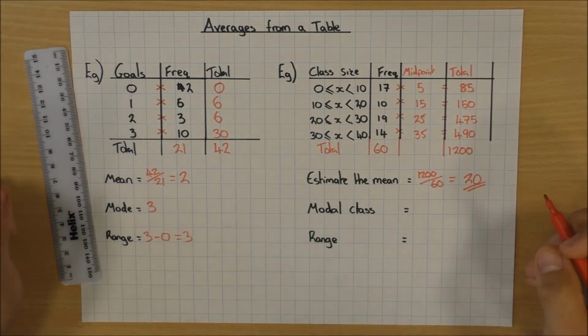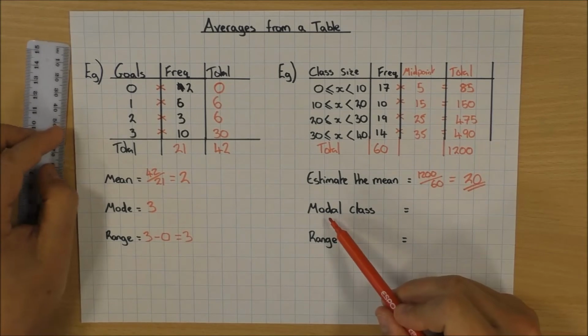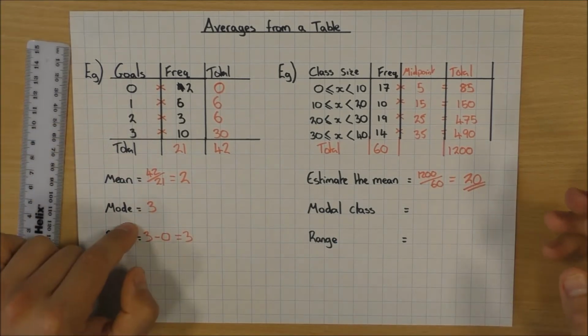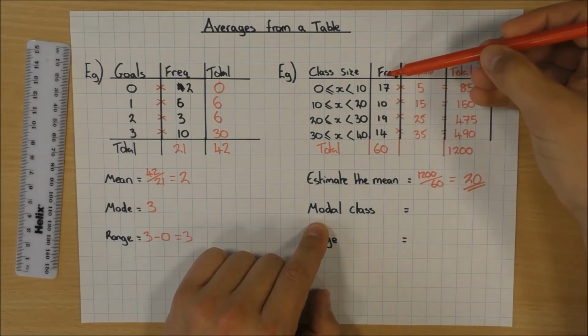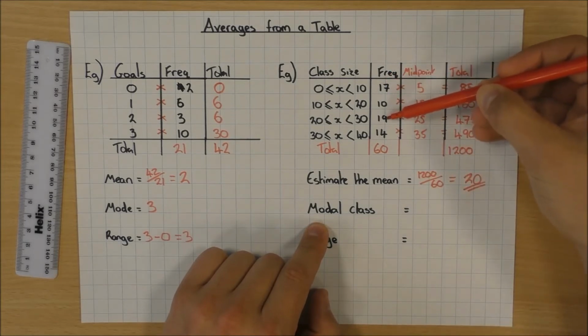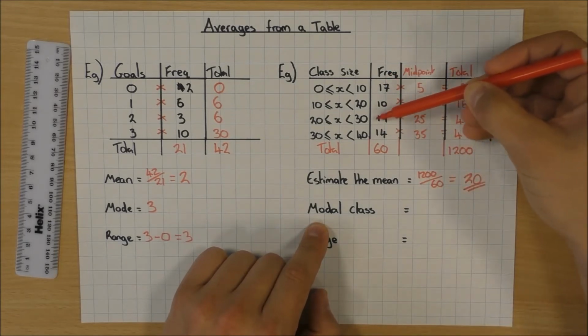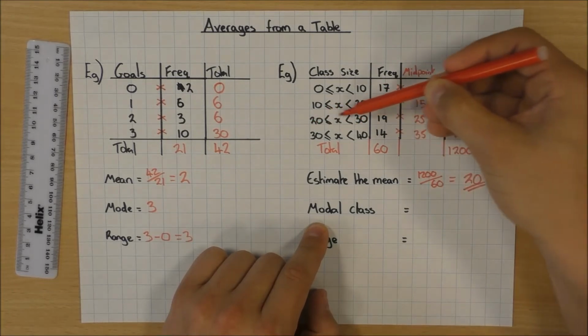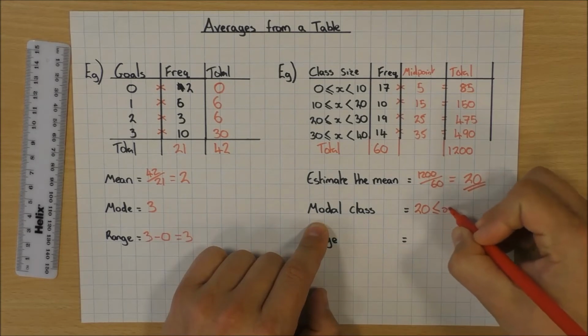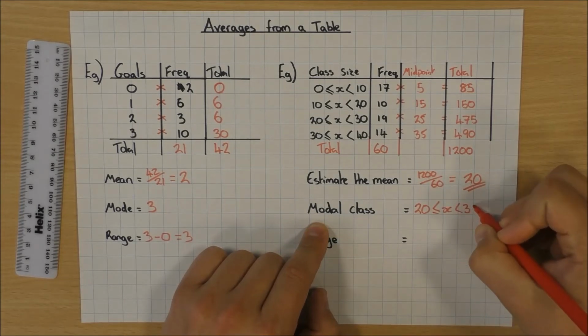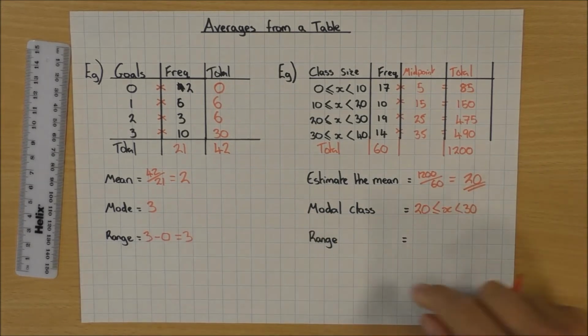This word here, modal, trips people up. It just means the mode. Okay, so the modal class is which one has the highest frequency. So having a look here, 17, 10, 19, 14. 19 is the highest frequency, so the modal class is this one here. And that's what you do, you just copy that down. So that is the mode, or modal, okay?